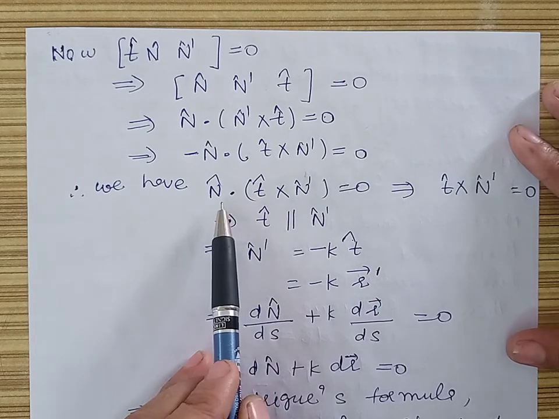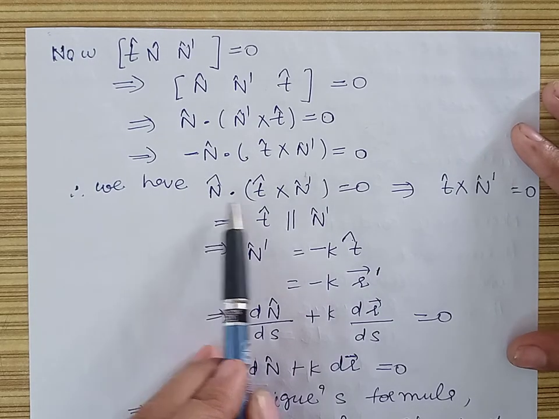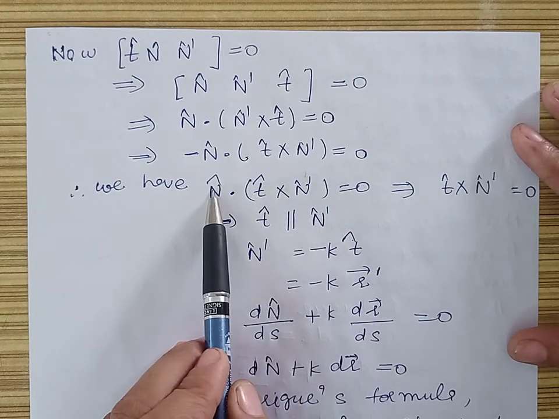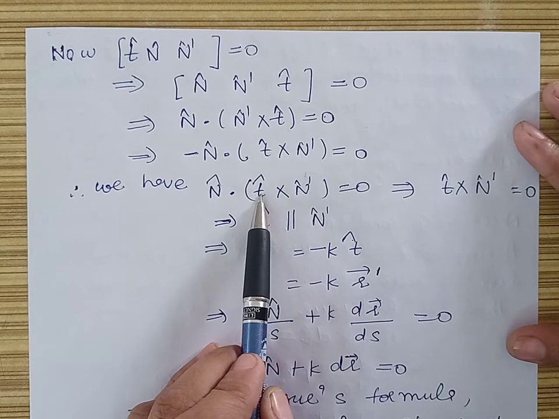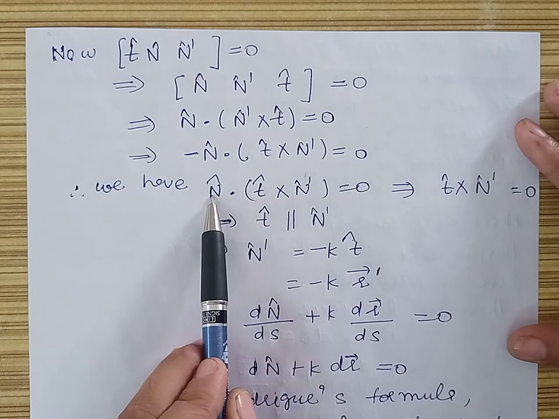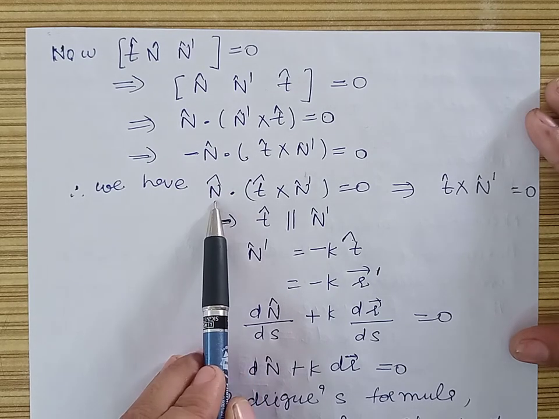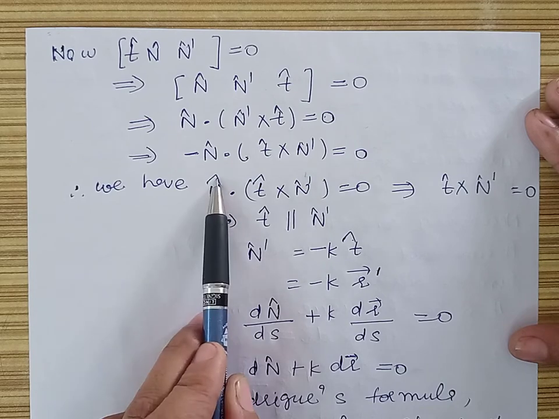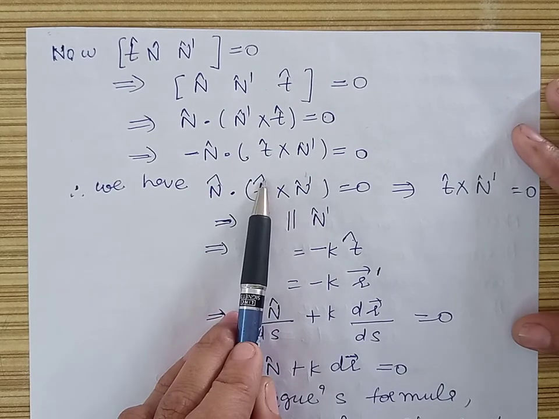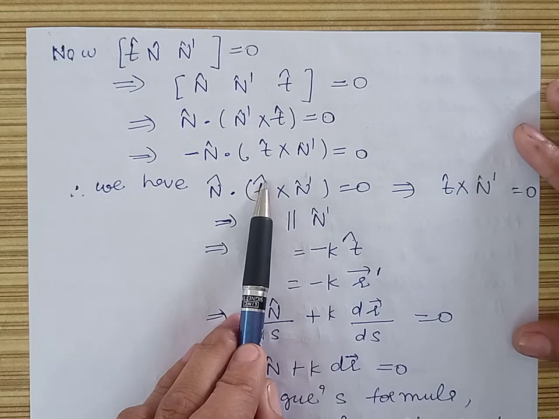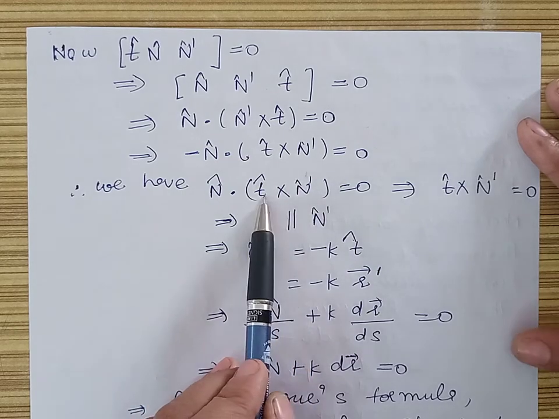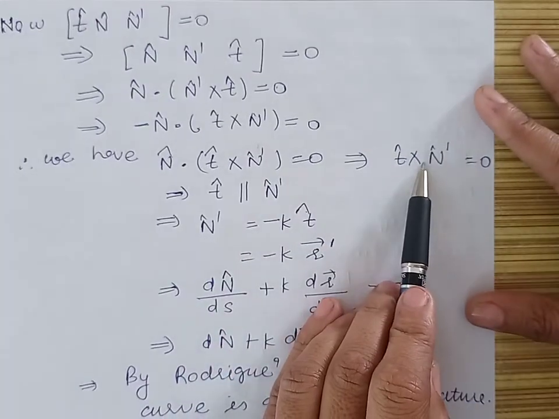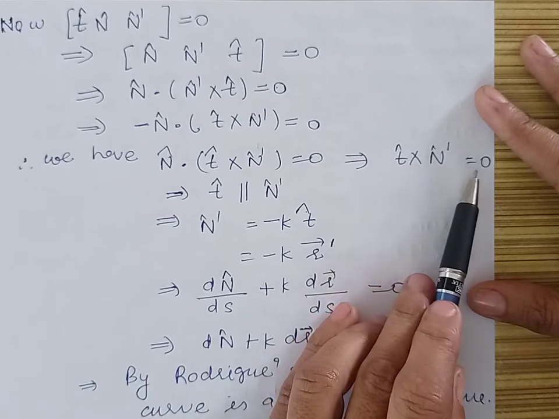Now because the dot product of n with t cross n dash is 0, either this vector should be 0, or this should be 0, or both should be perpendicular. But as we already discussed, the vector n is the normal unit vector. Its magnitude is 1, so this vector cannot be the zero vector. And also this vector is parallel to this vector. So we are left with only one possibility: if this dot product is 0, then this term must be 0. So we have obtained that the cross product of vector t with n dash is 0.